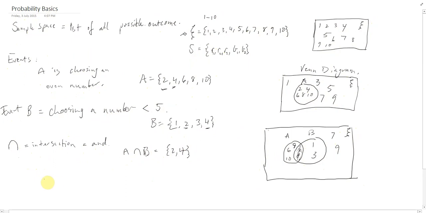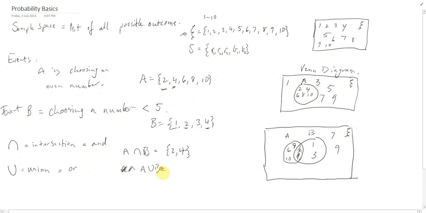There we go. Okay, so now there's another symbol as well, which looks a little bit like a large U, and it means the union, which means or. Okay, the union means or. Let's have a look.